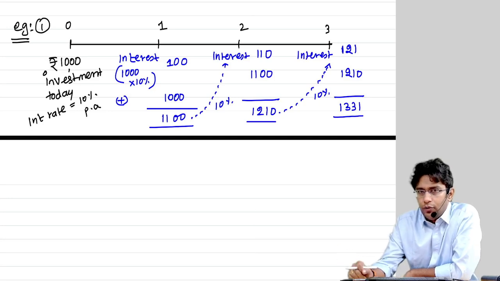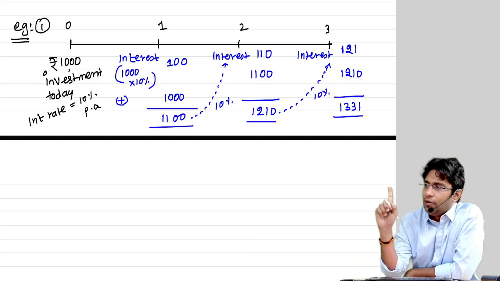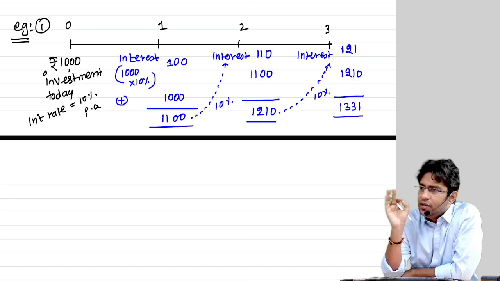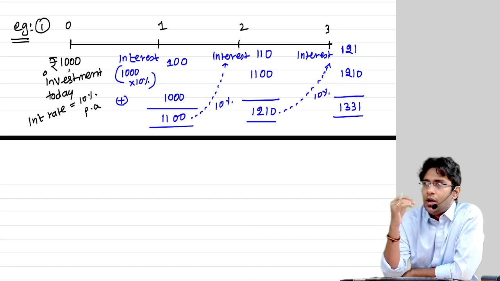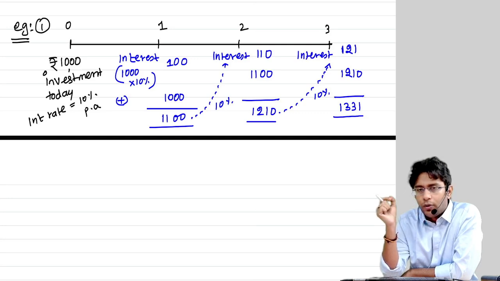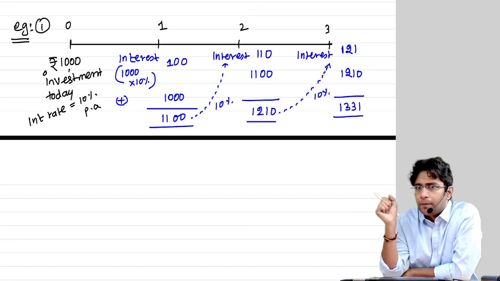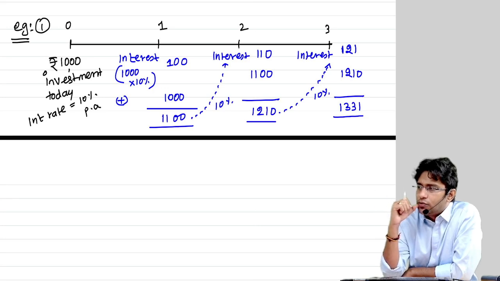1331 is future value, 1210 is also future value, 1100 is also future value. There is only one present value. Who? 1,000. Except 1,000, every other number is a future value only. Suppose I say that I want to work out the future value of this 1,000 rupees at the 25th year, not third year, 25th year I want to work out. What should I do? Draw a bigger line?